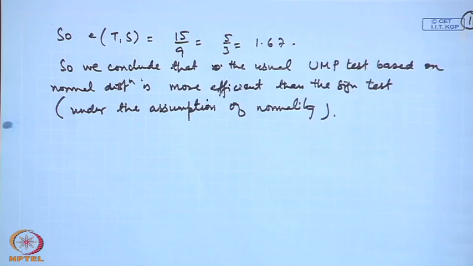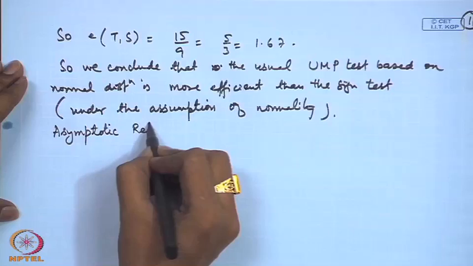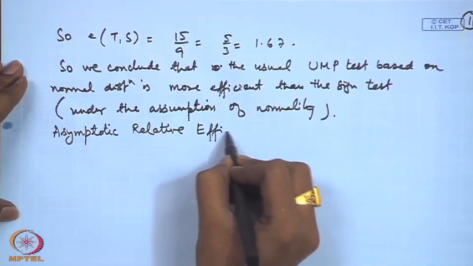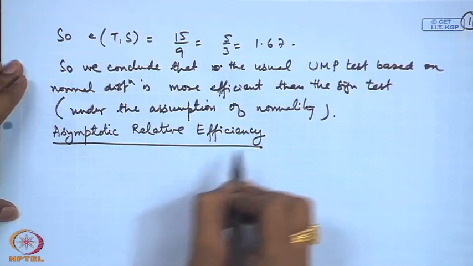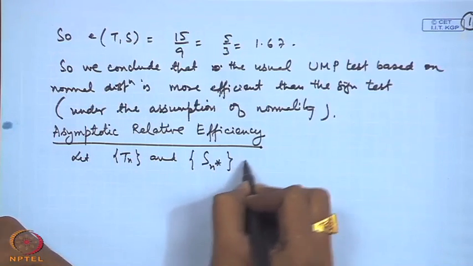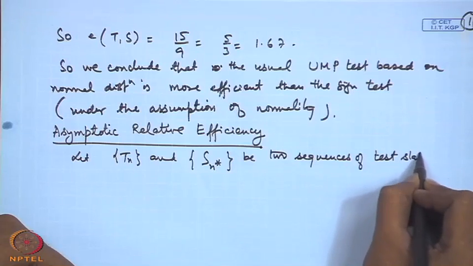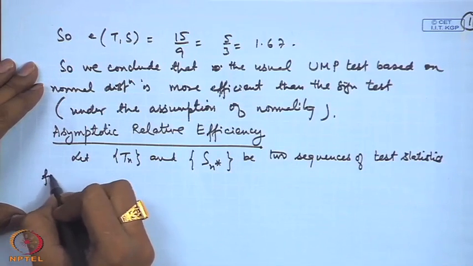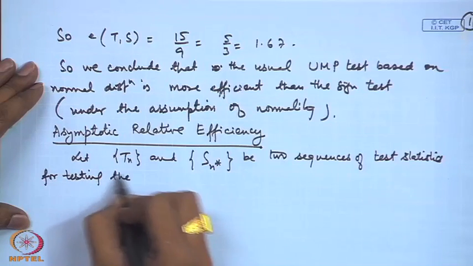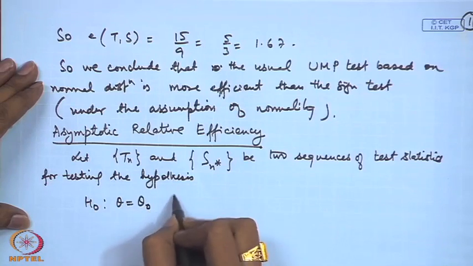Since this is completely dependent upon the values of alpha, beta and the point that we have chosen, there is another concept that is called the asymptotic relative efficiency of the test. Let us consider this concept now. Asymptotic relative efficiency. Let T n and S n star be two sequences of test statistics for testing the hypothesis H naught: theta is equal to theta naught. This is fixed.